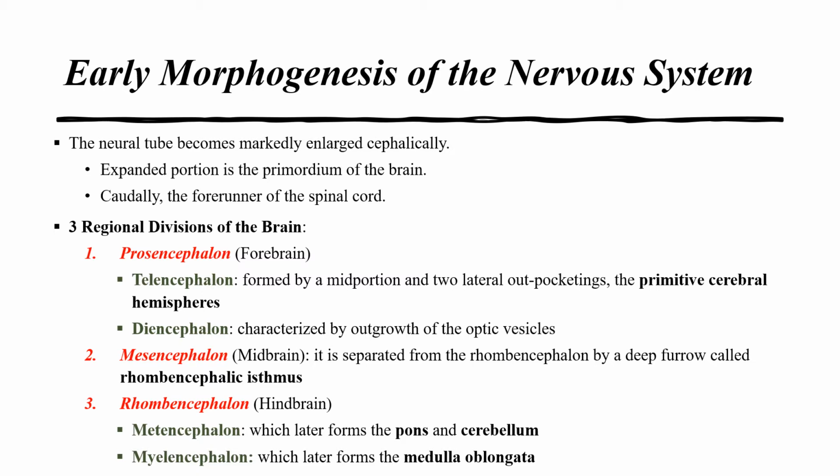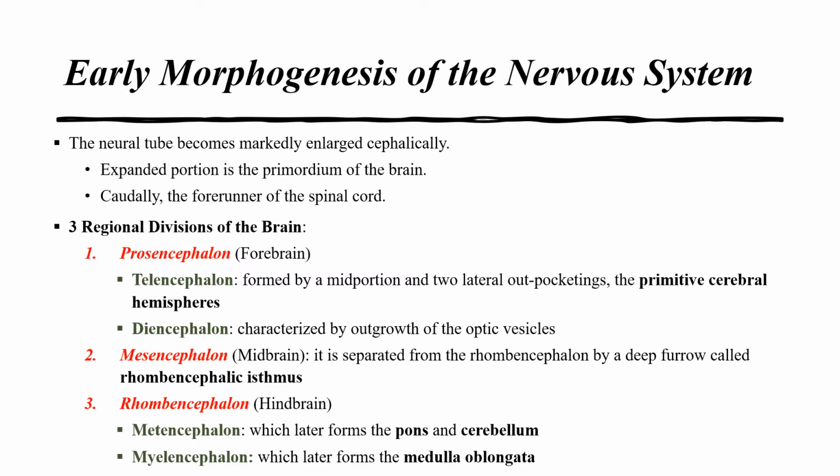So from the primer that we had a while ago in our laboratory, we have the three regional divisions of the brain. So the first one would be your prosencephalon, or in common names, we call it the forebrain. It will eventually give rise to its later stages, which includes the telencephalon, which is formed by a mid-portion and two lateral outpocketings, which involves the primitive cerebral hemispheres. And then the second one would be the diencephalon, which is characterized by the outgrowth of the optic vesicles. So these optic vesicles will eventually be the parts of your eyes.